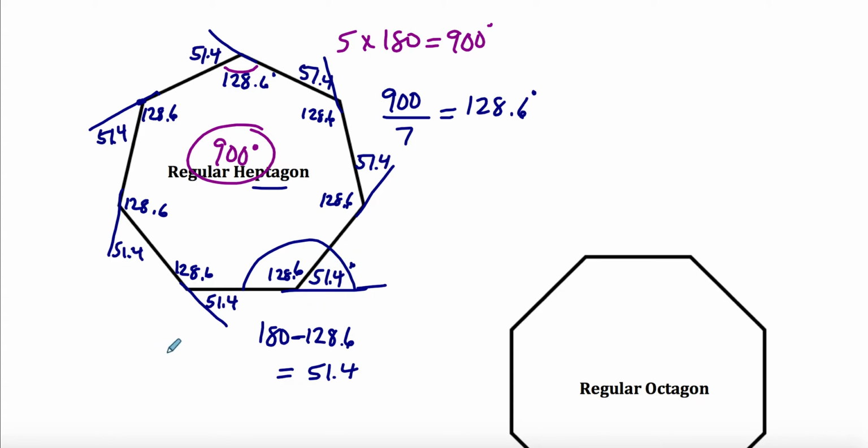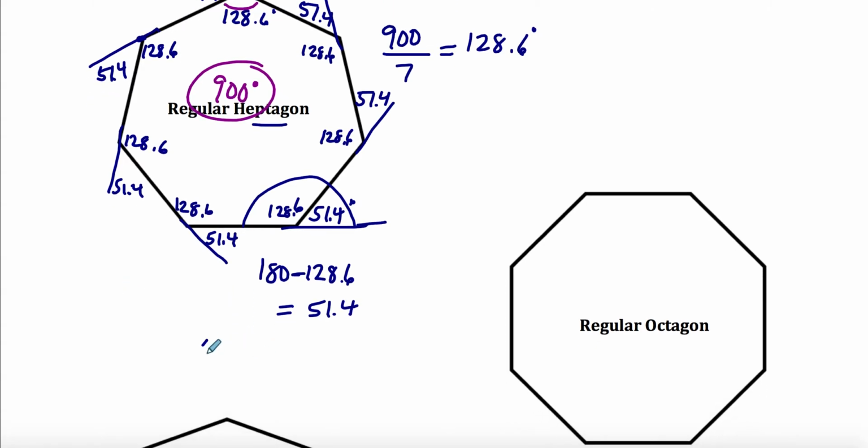Another way that I could have gotten that number, the 51.4, I could also take what I know already. I know that the exterior angles add up to 360 degrees. I know that there's 7 of them because it's a heptagon. When I just take 360 and divide by 7, I also get 51.4.